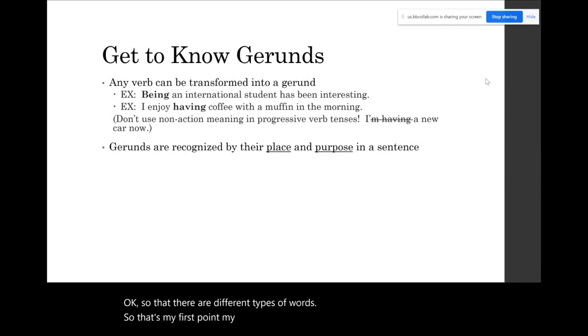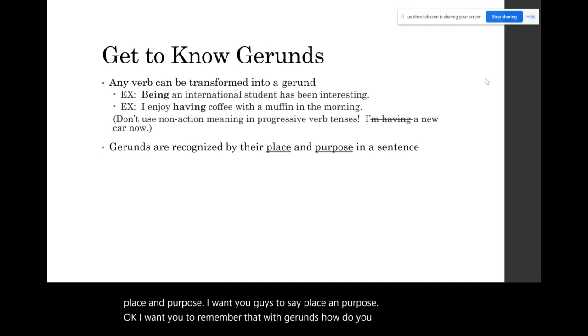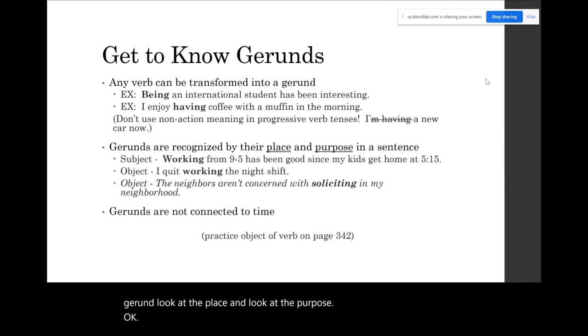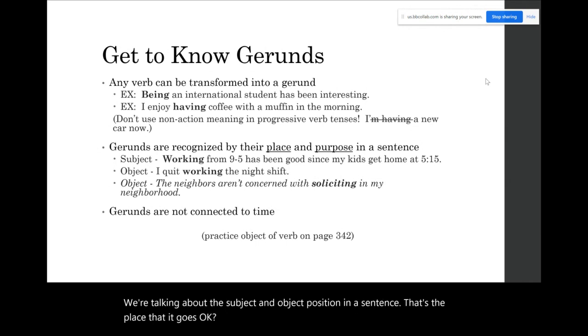My second point is that gerunds are recognized by their place and purpose. I want you guys to say place and purpose. Place and purpose. Okay. You remember that with gerunds. If something is a gerund, look at the place and look at the purpose. Okay? So for place, we're talking subject and object position in a sentence. That's the place that it goes. And the purpose is to be an activity, to be a thing. It is not to tell what the subject is doing. So the purpose of a gerund is to be an activity or a thing that you're talking about.